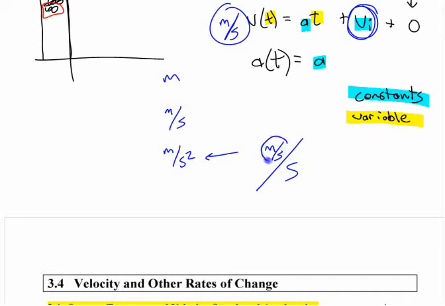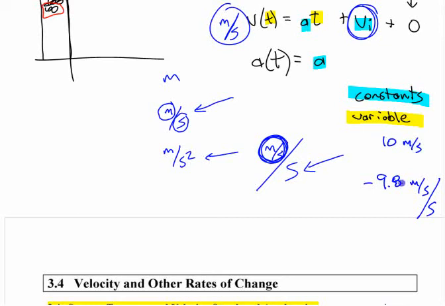It's how many meters per second it's changing every second. Just like this is saying meters per second says how many meters your position is changing every second. This is saying how many meters per second it is changing every second. Well, if the acceleration due to gravity is negative 9.8 meters per second squared, it's losing approximately 10 meters per second every second.